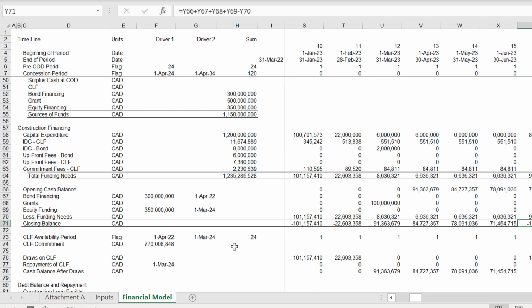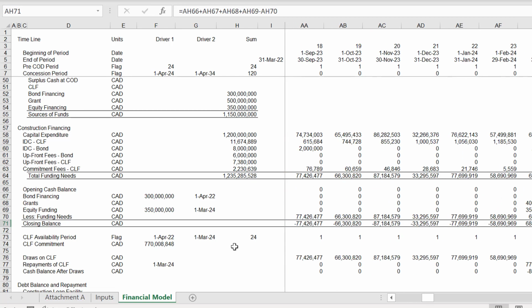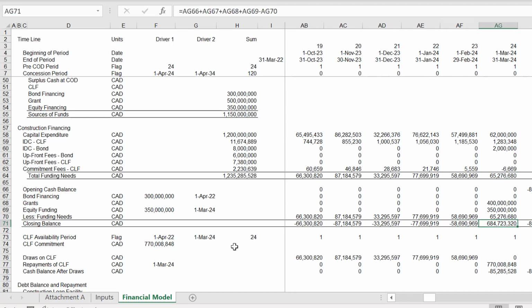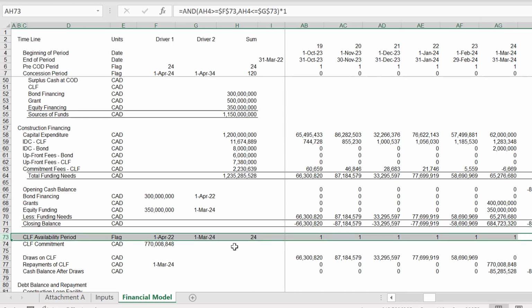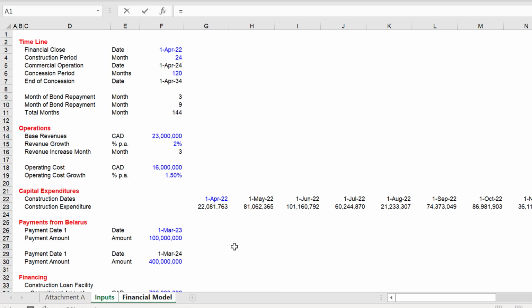So let's do this. Let's be a tiny little bit elegant. Let's not do the whole thing by hand. Let's find out how much. This is the COD date, and let's put the balance at the COD date. Okay, and for this, let's put our COD date in again.